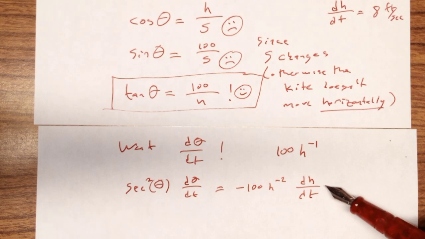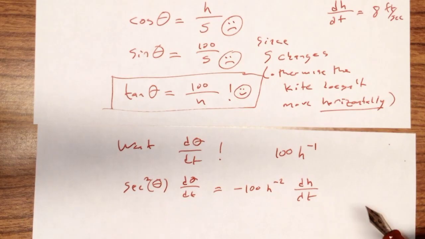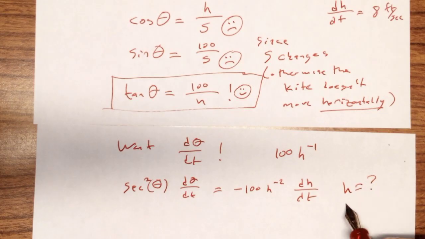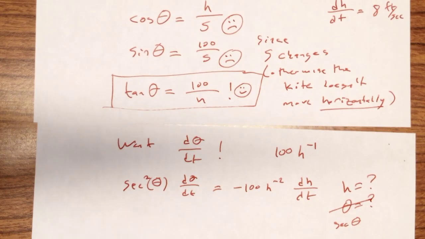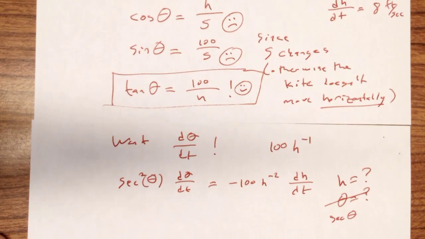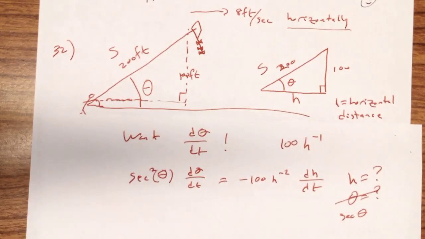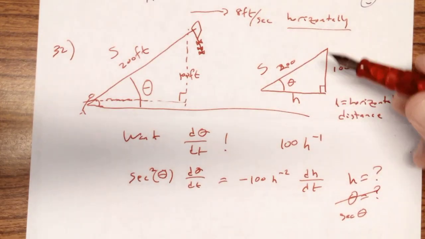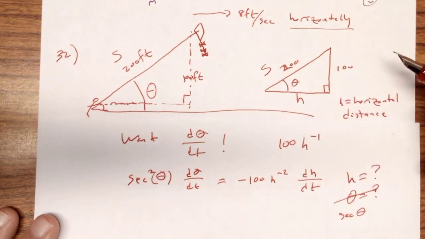Great. I know dh/dt. I don't know h. I don't know theta. Well, I actually don't need theta. What I need is secant theta, because if I know secant theta, I can then square it. Let me go back to my picture up here for a second. So let's take a look at that.